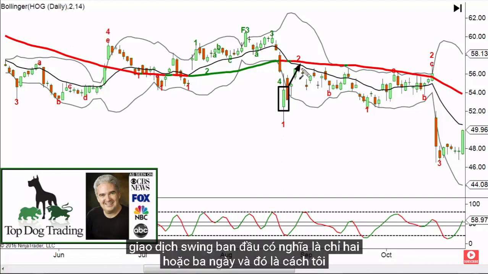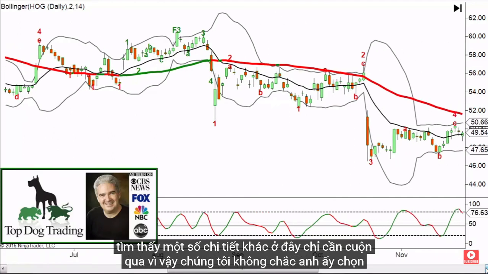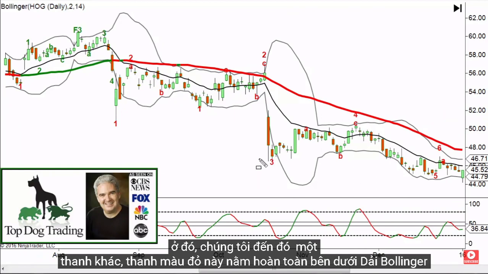Swing trading originally meant just 2 or 3 days. And that's kind of how I look at this as well. Very short-term, little kind of scalp trades, if you will. Let's find some more here. Just scrolling through so we're not cherry picking. There we go. There's another one.